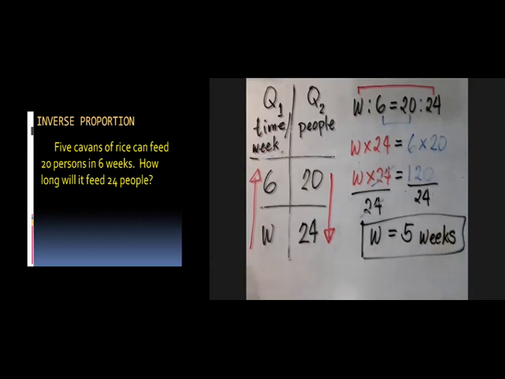5 cabans of rice can feed 20 persons in 6 weeks. How long will it feed 24 people? So kung nag-increase yung number ng tao, dapat yung period bababa. So from 6 naging 5 weeks. So that is now our answer for this problem.